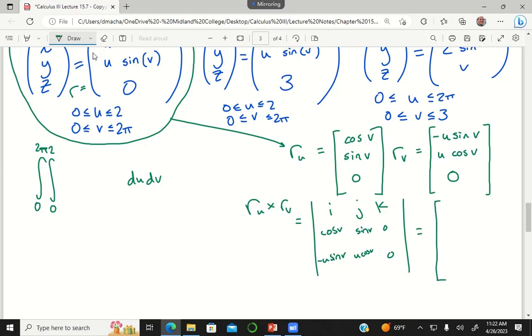So this cross product is going to be a 3-dimensional vector. The first entry is going to be 0. The second entry is going to be 0. And the third entry is going to be u cosine squared v plus u sine squared v, which is just u times 1. Okay, so that is what goes in there for that cross product. 0, 0, u.